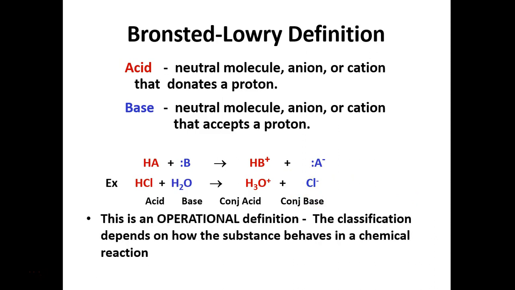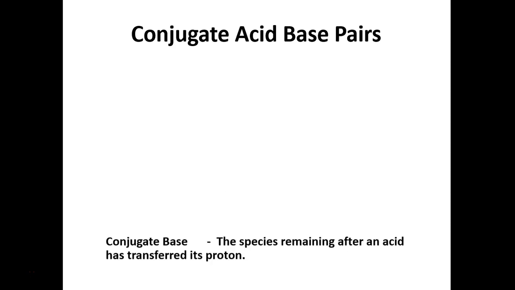So this is an operational definition, which means that the classification depends on how the substance behaves in a chemical reaction. So it's possible, as a little preview, that something could behave as an acid in certain circumstances and a base in other circumstances. So let's talk about these conjugate acid-base pairs.